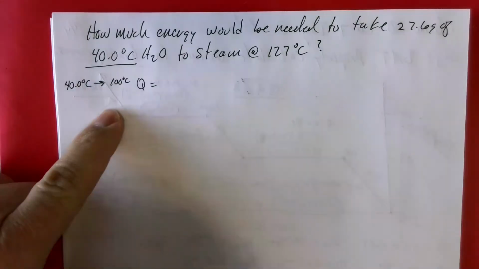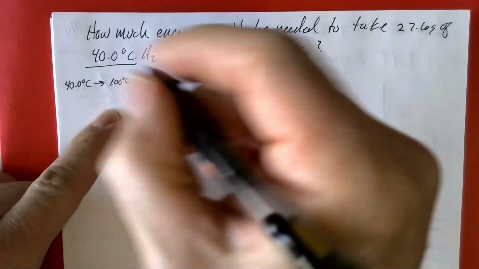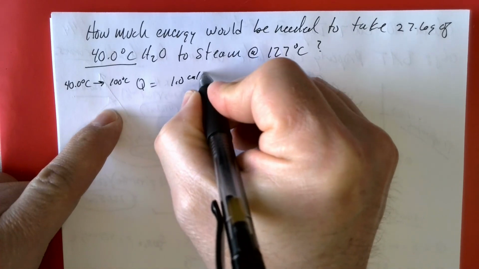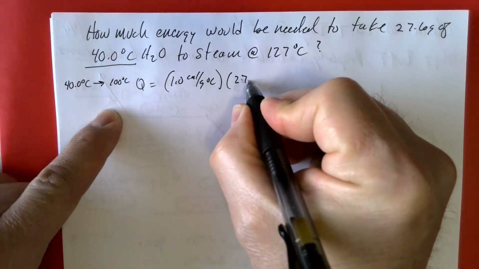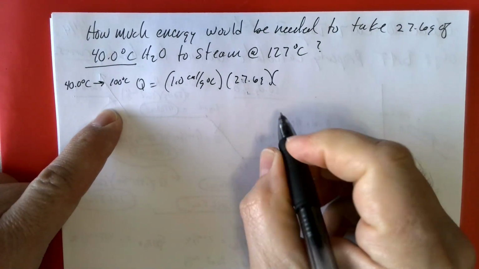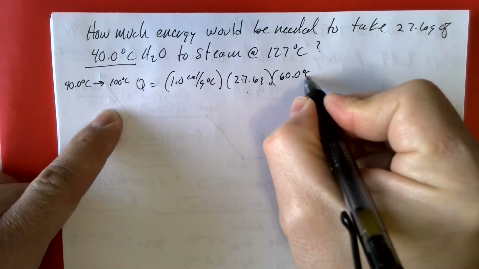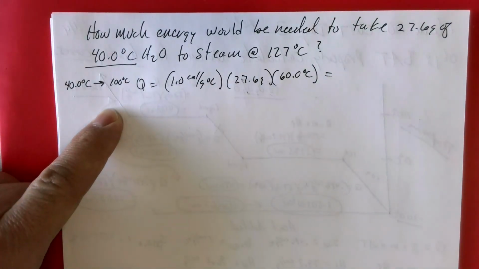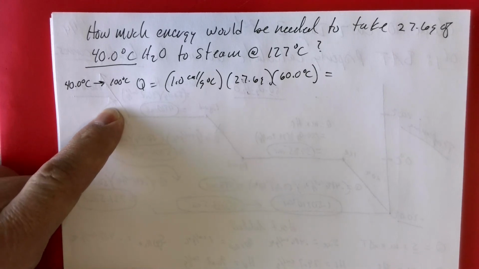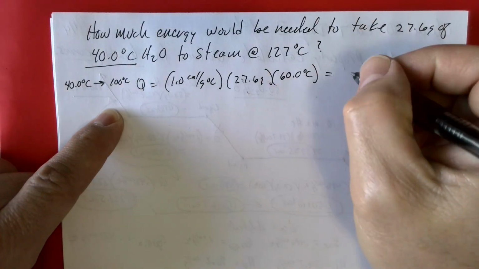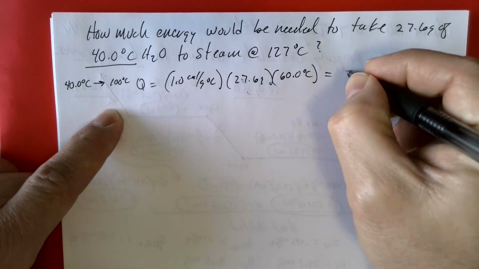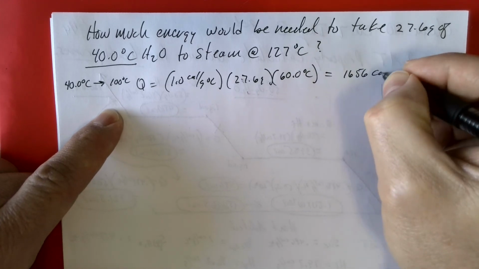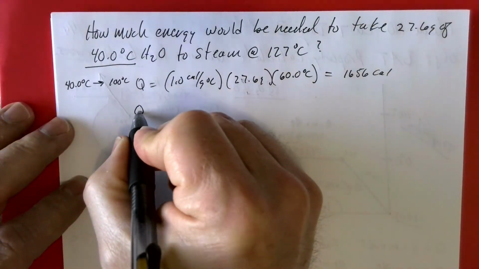So this first step should be my S of water, which is 1.0 calories per gram degrees Celsius, times my mass, which was 27.6 grams, times my delta T, which is 60.0 degrees Celsius. Anybody get that? Yep. What do you got for a value here? 1,656 calories. Now, I'm at 100 degrees.